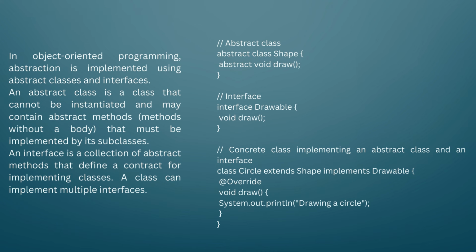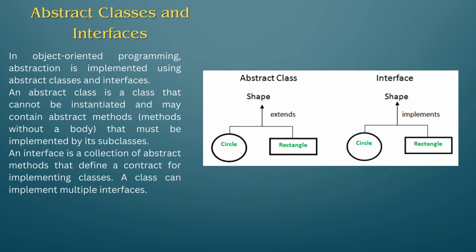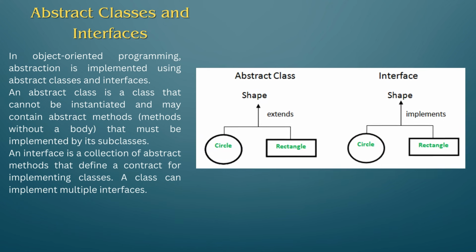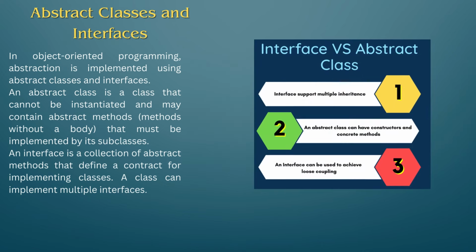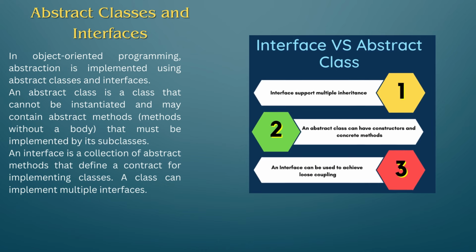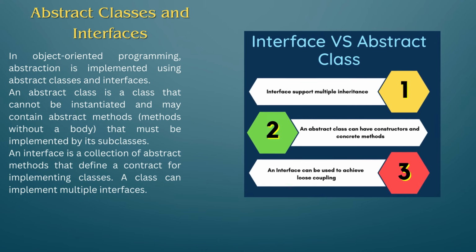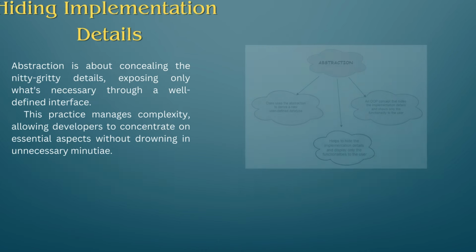Abstraction in OOP is realized through abstract classes and interfaces. Abstract classes can't be instantiated and may house abstract methods, while interfaces define contracts for implementing classes. A class can implement multiple interfaces.